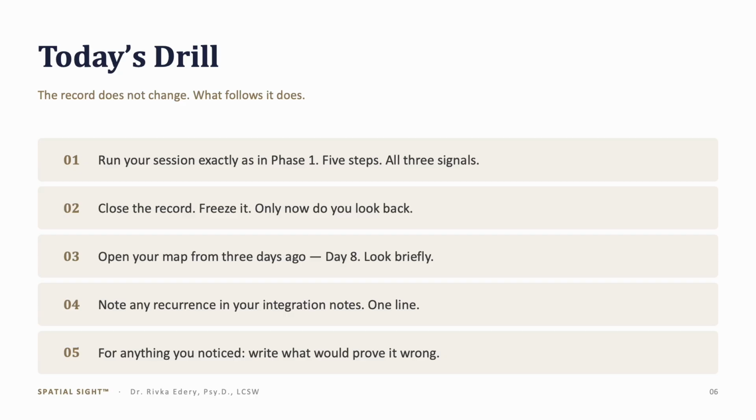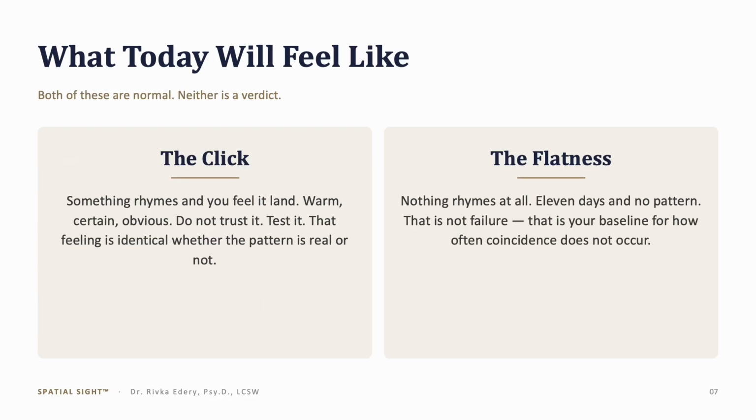A session with no recurrence is not a wasted comparison. It is a data point about how often things do not repeat. And you will need that number to know whether the repetitions mean anything at all. 5. And for anything you did notice, write what would prove it wrong in the disconfirmation metric field before you know. That is phase 2. It is the same log with 2 extra minutes at the end, and those 2 minutes are where the entire second act of this course happens.